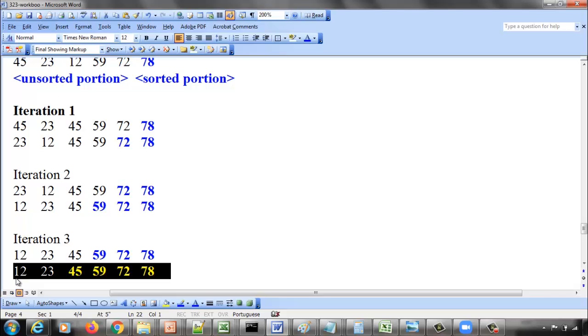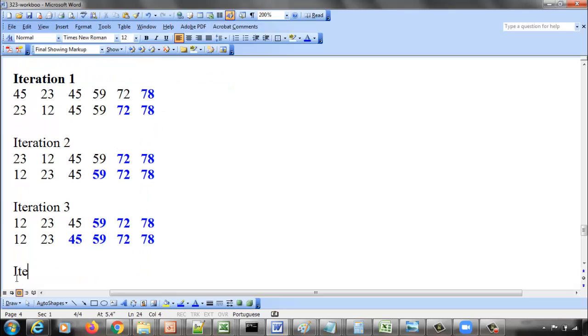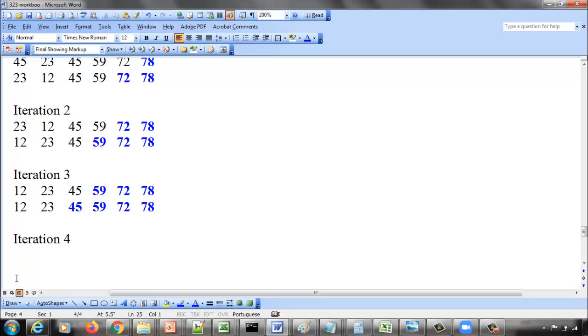Now if there was at least one swapping that was done, we need to go through a few more iterations. So it's iteration 4, and of course you know what the unsorted portion size will be. In iteration 3, we worked with an unsorted portion of size 3. In iteration 4, we'll have an unsorted portion of size 2, and that's the last iteration, because after that we'll have an unsorted portion of just one element, which is considered to be sorted by itself. So that's what I show here.